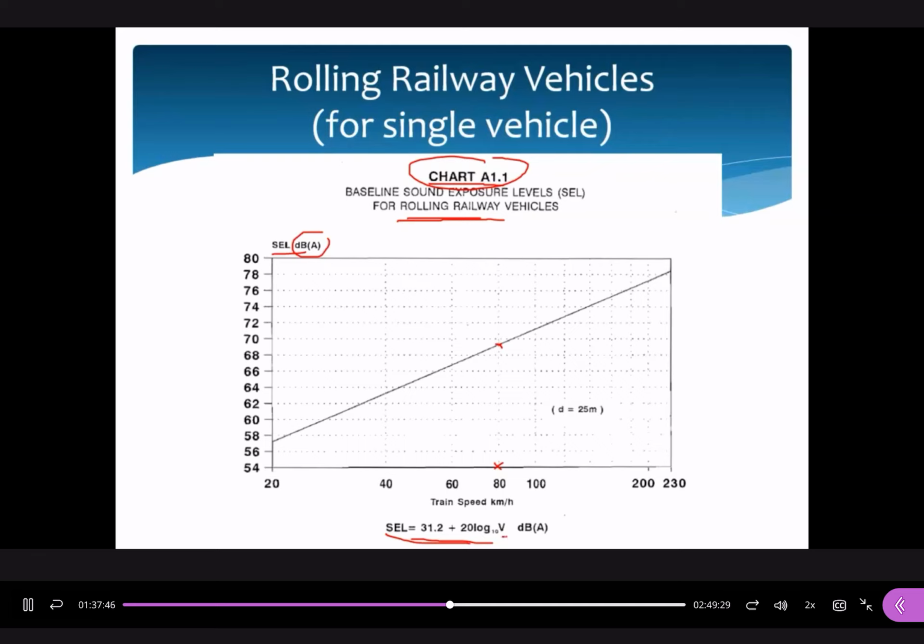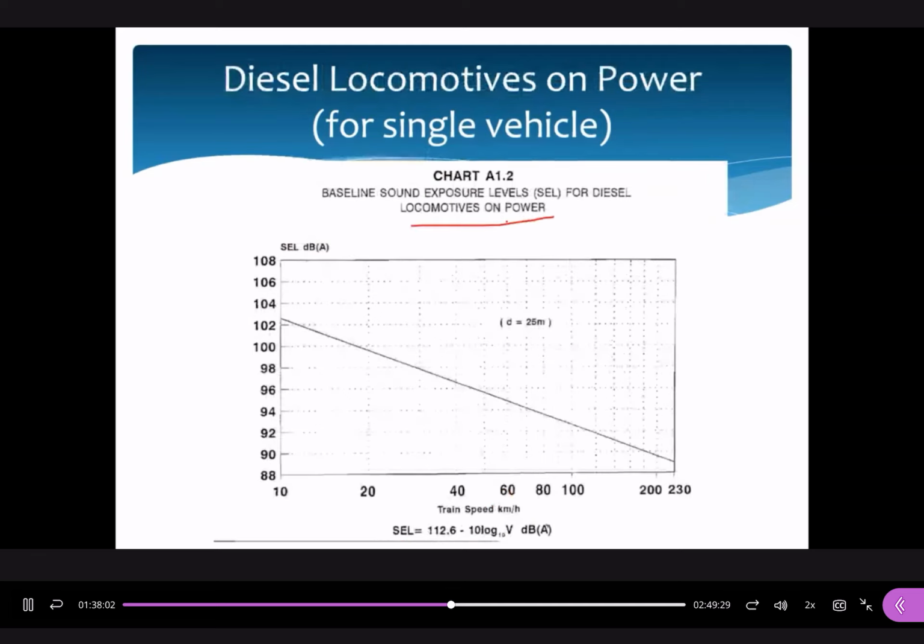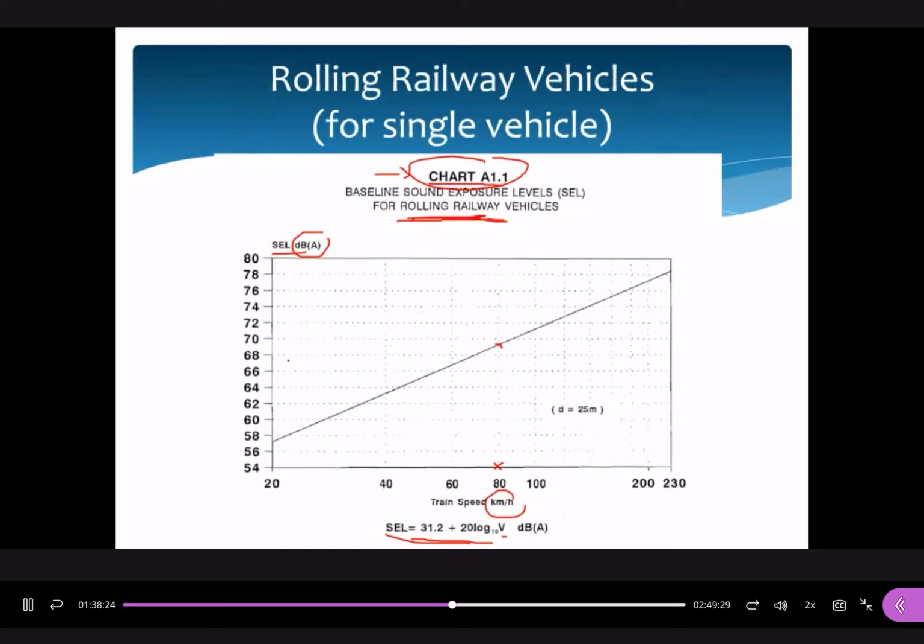V here is in terms of what? Kilometer per hour. So please pay attention. This chart A1.1 is just for rolling railway vehicles only. If in the questions they state that this is a locomotive type, you have to refer to chart A1.2, not A1.1. In A1.2, when we increase the speed, you can see that the sound exposure level decreases. Any problem about A1.1 and A1.2?